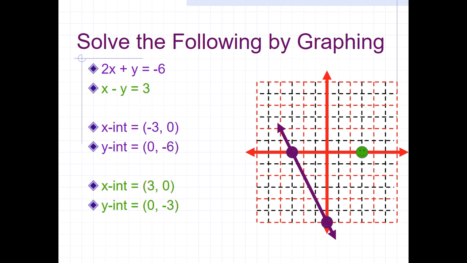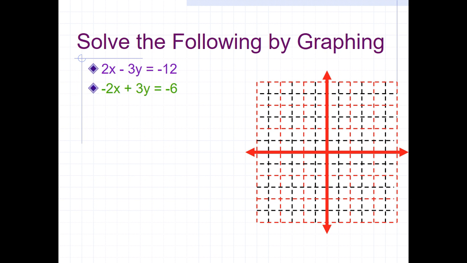We plot those two ordered pairs, and I graph the line, and I see the intersection of these two lines right here, and that's over here on the x-axis at -1, down on the y-axis at -4. So our solution is the ordered pair -1, -4, the intersection of those two lines.